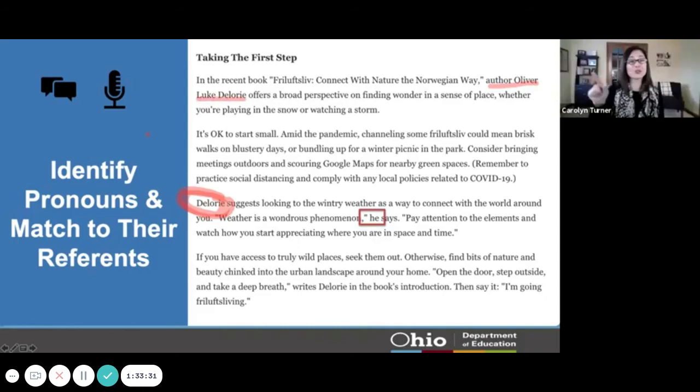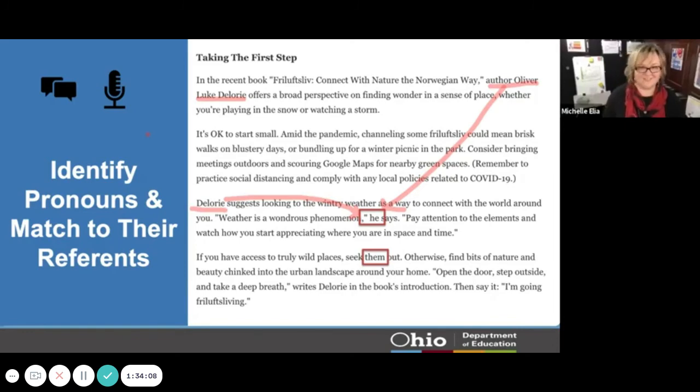At the very beginning. So look how far removed the pronoun is from the noun that it refers to. You have to go all the way back. Remember we talked about working memory? How much memory is being used to remember, oh yeah, I did read about that Oliver Luke Delory, and it's way back. And not only is it way back, we've now separated his first name from his last name. Okay, all right. What about "them"?